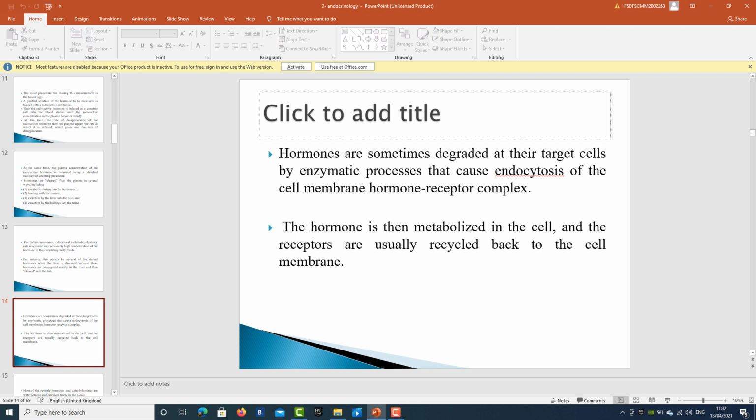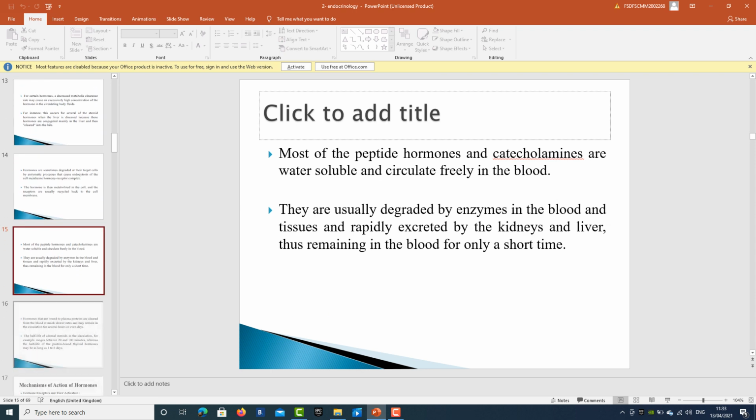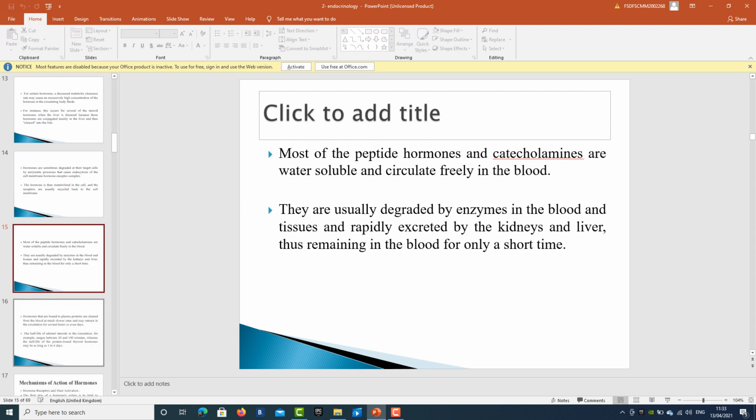Hormones are sometimes degraded at their target cells by enzymatic processes which cause endocytosis of the cell membrane hormone receptor complex. The hormone is then metabolized in the cell and the receptors are usually recycled back to the cell membrane. Most of the peptide hormones and catecholamines are water soluble and they circulate freely in the blood. They are usually degraded by enzymes in the blood and tissues and rapidly excreted by the kidneys and liver, thus remaining in the blood for only a short time.